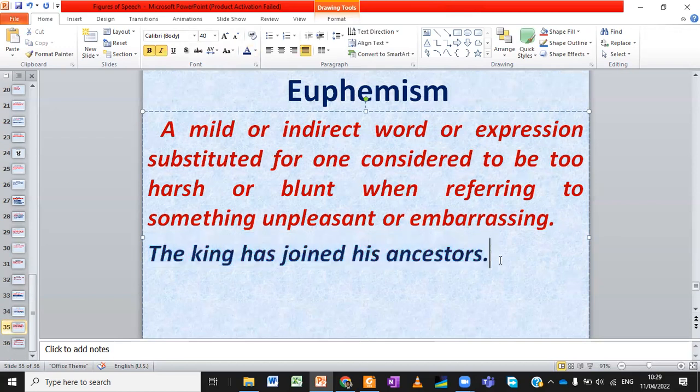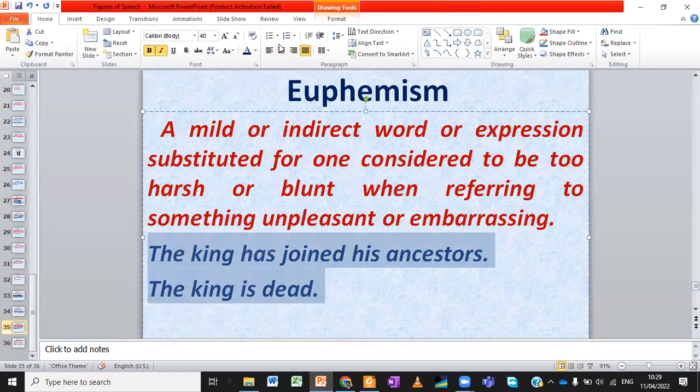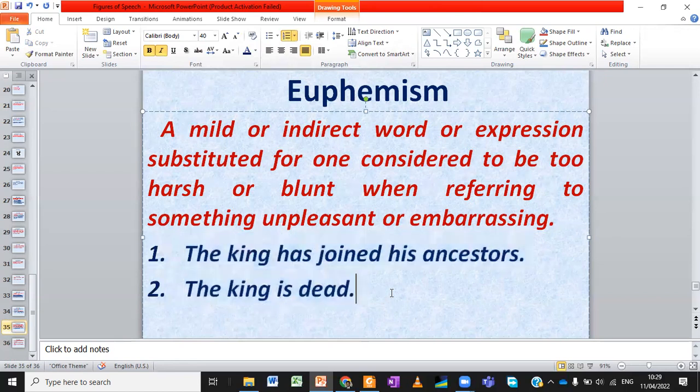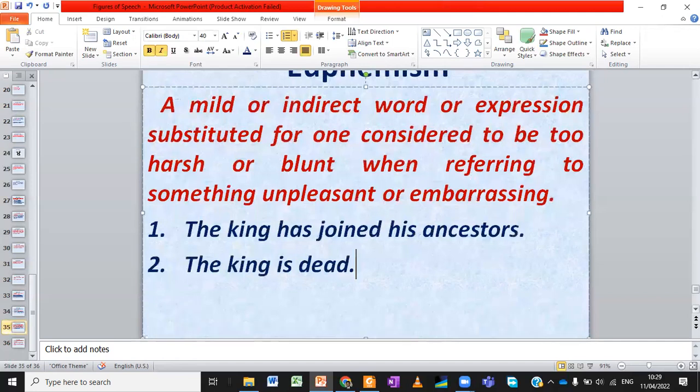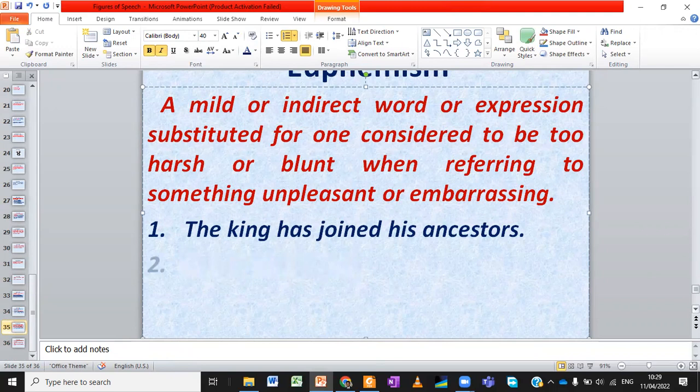Did you get that? Yeah, it's like an expression where you're trying to make the situation not that serious. Yeah. Now look at these two, number 1 and 2. Which one looks more serious? Number 2. Good. And they are both saying the same thing. So, the king has joined his ancestors. Okay? The king has joined his ancestors.